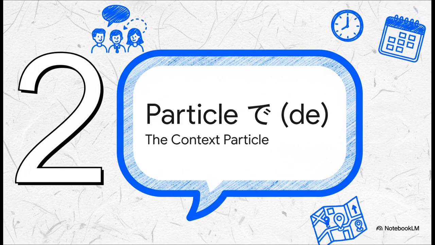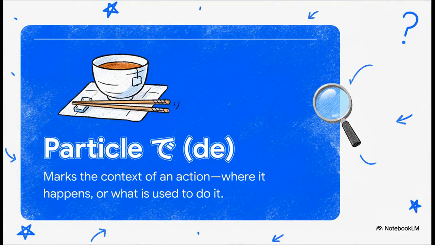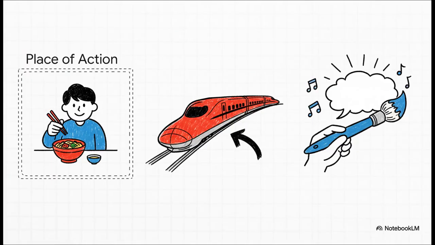Its job is all about setting the scene for whatever's happening. It doesn't really care about where you're going. It's all about the environment of the action. It's the particle that answers questions like, hey, where did this go down? Or what did you use to do that? Let's look at a few examples, and you'll see what I mean.